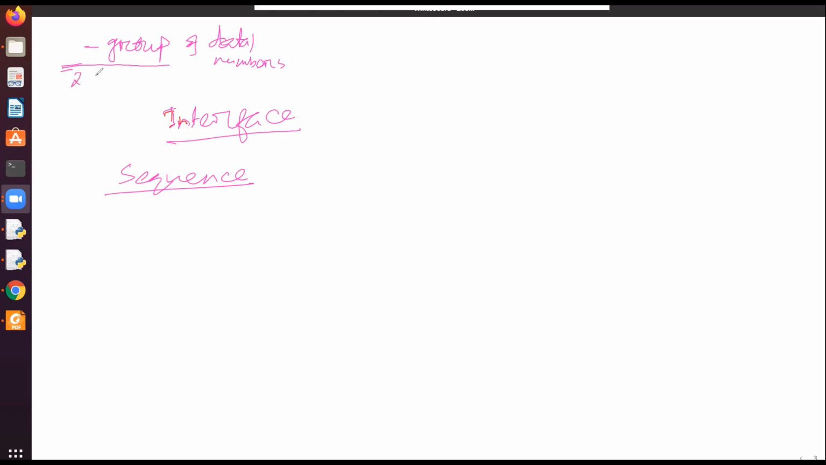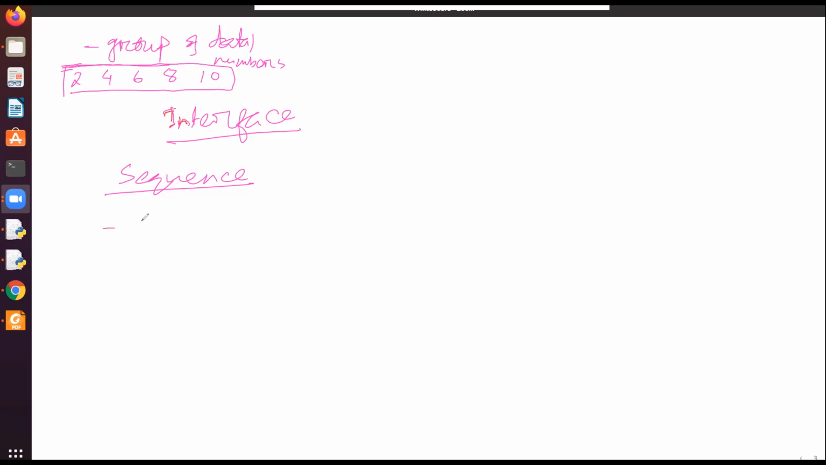Say for example, I have a group of even numbers from 1 to 10, including 10. So I can write 2, 4, 6, 8, 10. So this is a group. This can be called a sequence. Our problem is that we want to store that sequence, and we want to perform some sort of operation upon that sequence. I will be defining the sequence interface later in lecture two, but just to give you some examples.